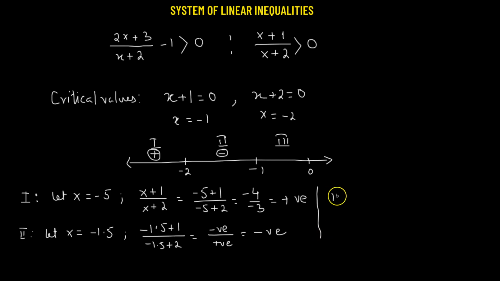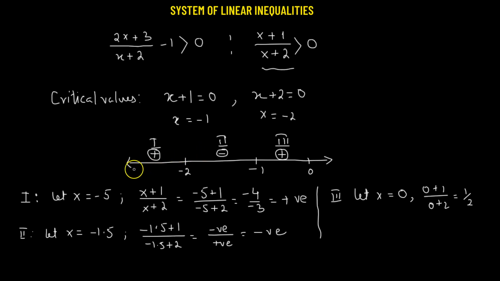And coming to the third region, we will consider a simple value. Let x be equal to 0. So 0 is greater than negative 1. And when we substitute this value into our expression, we have 0 plus 1 divided by 0 plus 2, which is positive half. So that means in region 3, we have the positive sign for the given expression. Now clearly, it's stated that x plus 1 over x plus 2 must be greater than 0, so we will consider only the region where it's giving us a positive value.